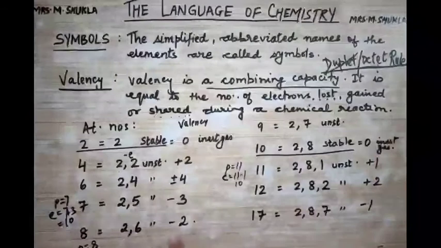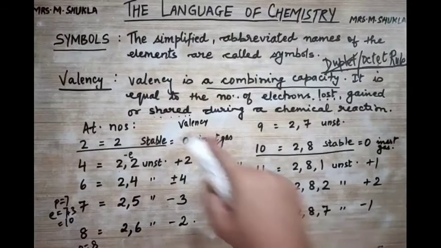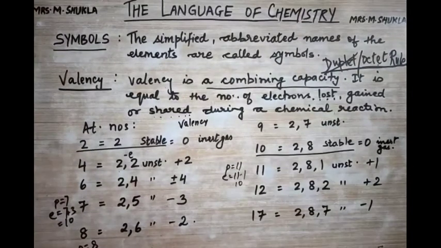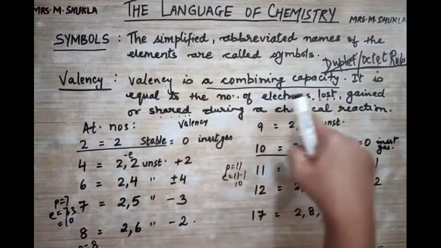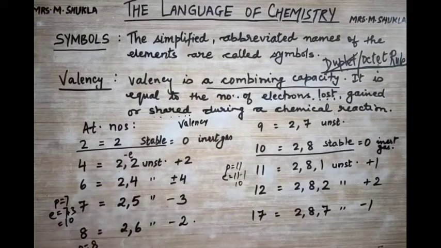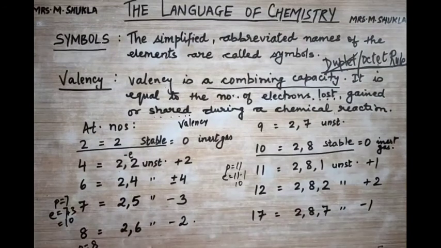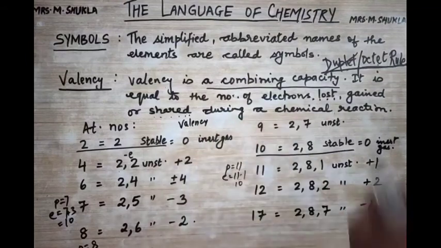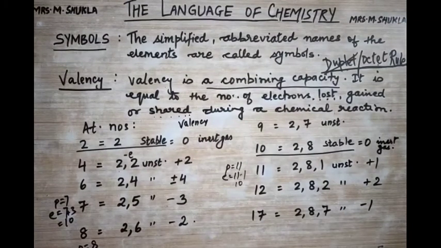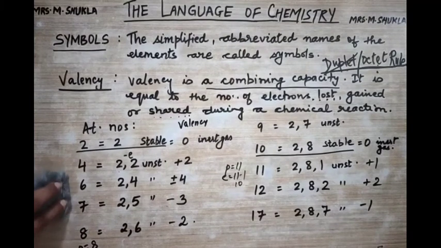Valency is a combining capacity. All this you got because of the combining capacity of these elements. It is equal to the number of electrons lost over here, or gained. Here it has gained, or shared. Over here it has shared during a chemical reaction. Did you get that? Now let's see another point.